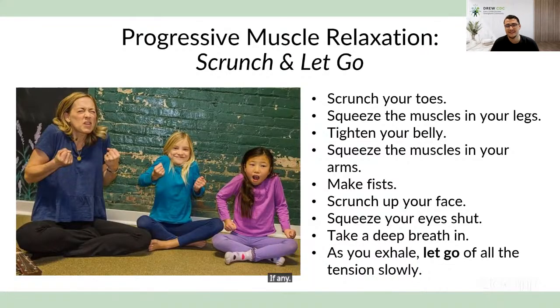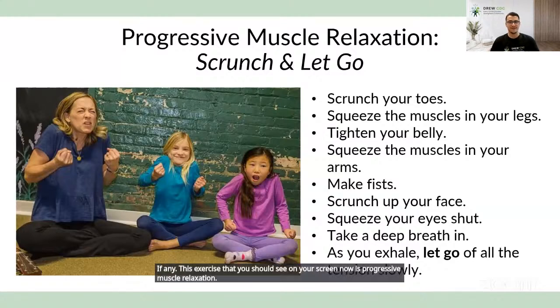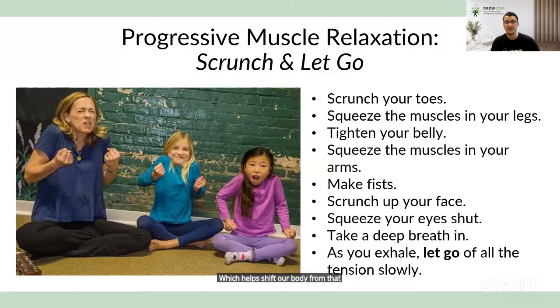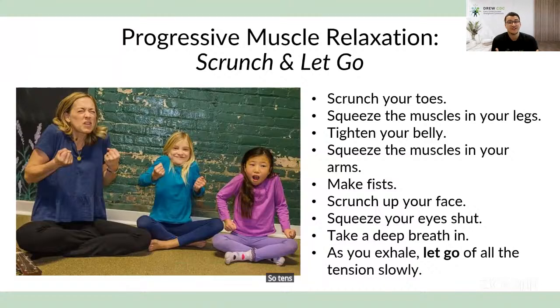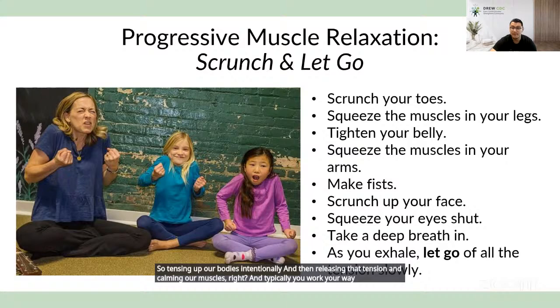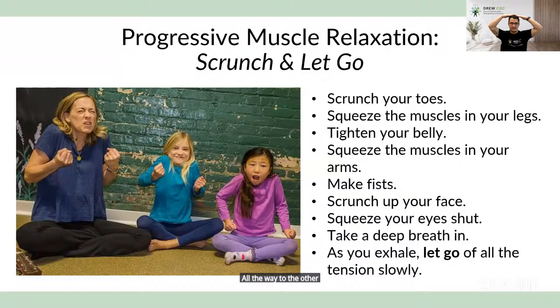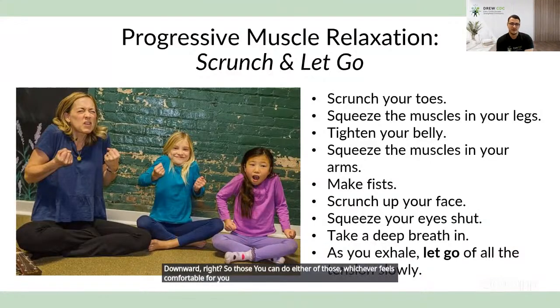This exercise that you should see on your screen now is progressive muscle relaxation, which helps shift our body from that stress response to a relaxed state. It involves getting really, really tense. So tensing up our bodies intentionally and then releasing that tension and calming our muscles, right? And typically you work your way up from one part of your body all the way to the other, or you can work your way from the top downward, right? So you can do either of those, whichever feels comfortable for you. For today, we'll start down at the bottom.